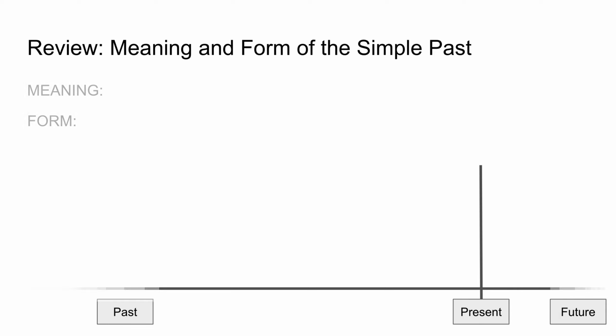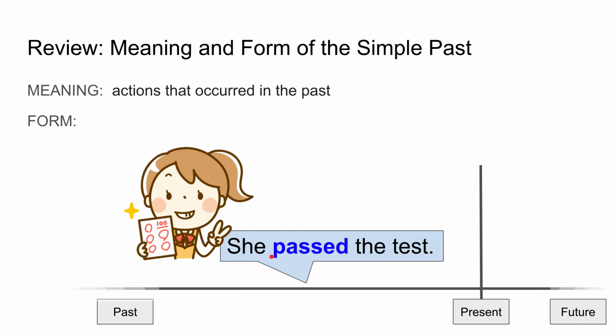Moving forward now, let's talk about the meaning and form of the simple past. The meaning of the simple past is for actions that occurred in the past. For example, she passed the test. Sometime before the present, she passed the test. The form is the past form of the verb, so past, ed. Here we can see ed, past with an ed.